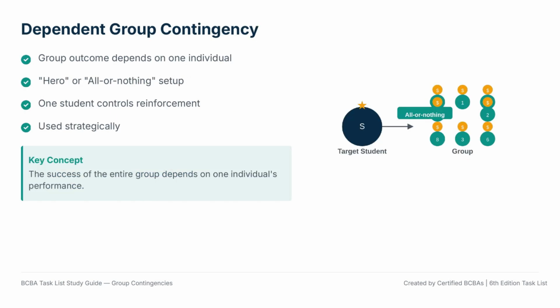Now let's move to dependent group contingencies. In this arrangement, the entire group's outcome depends on the behavior of one individual. This is often referred to as the hero procedure or an all-or-nothing system. One student's performance determines whether the group receives reinforcement. This type of contingency is often used strategically to motivate a specific target individual.